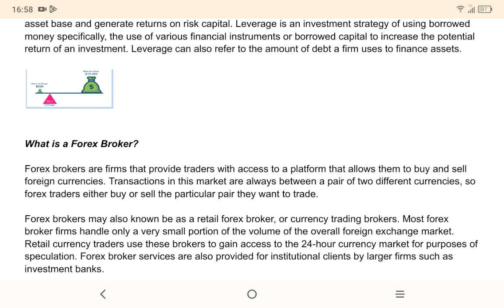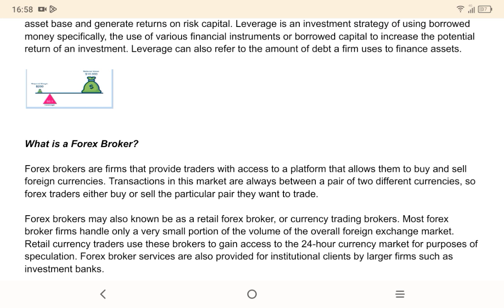A forex broker is a firm that provides traders with access to a platform that allows them to buy and sell foreign currencies. Like I told you, what we are doing here is the financial market. It's a global market. What are we doing? We are buying and selling foreign currencies. Now, a forex broker gives you what? The platform where you can trade your money.